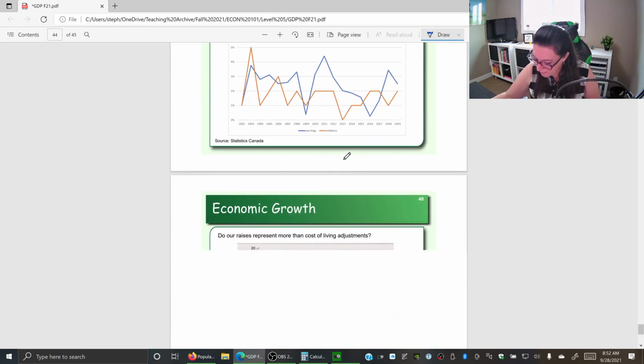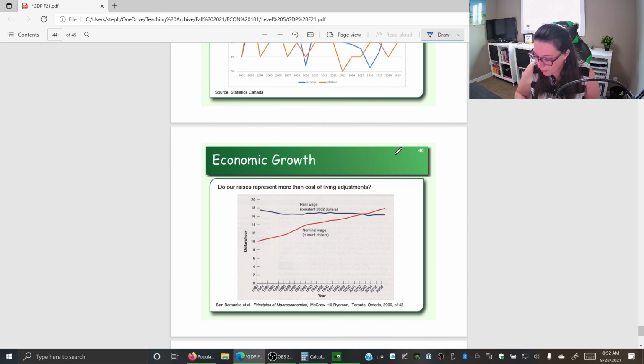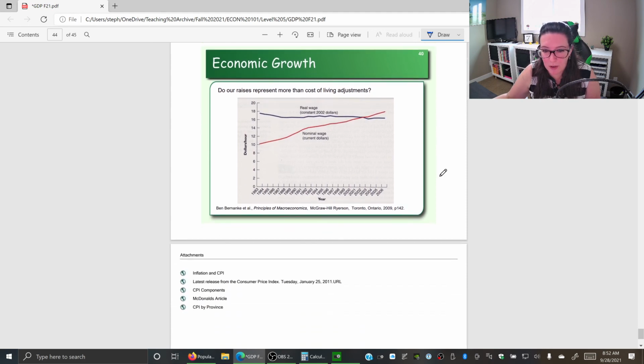So if we look then at what's been happening with real wages, and this is a little bit older graph here, our real wages have been somewhat stagnant, not decreasing, but not increasing as much either. So our wages in Canada basically just keep up with inflation on average. This is actually better than what we see in the US, where their wages have not been keeping up with inflation. But we also don't see huge increases in our buying power either.